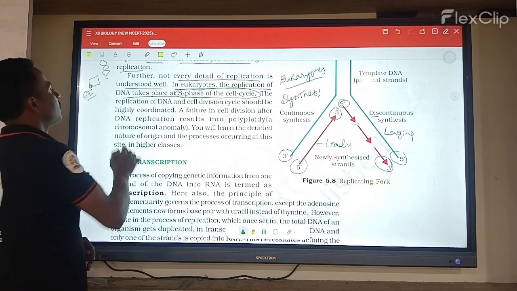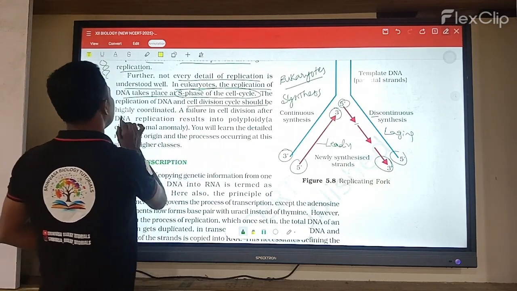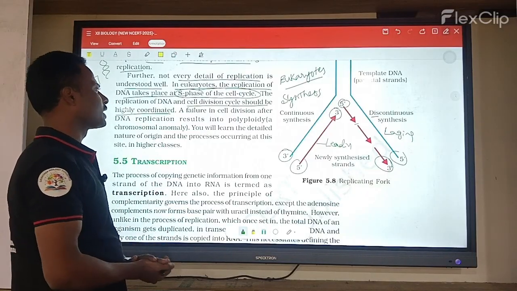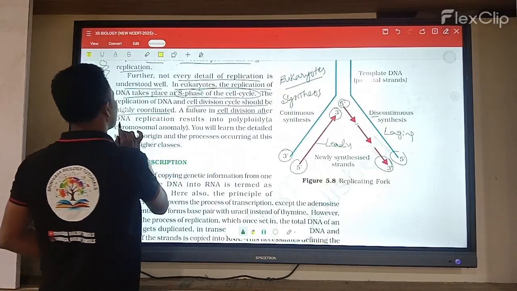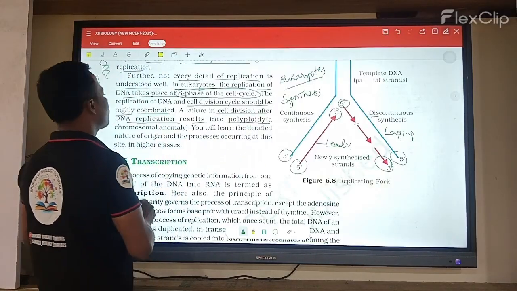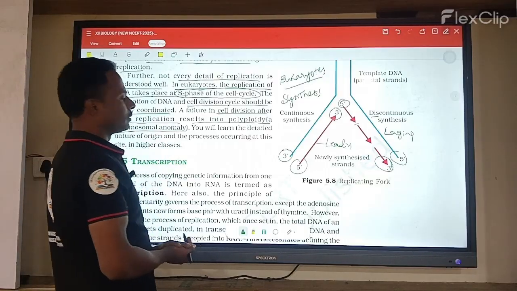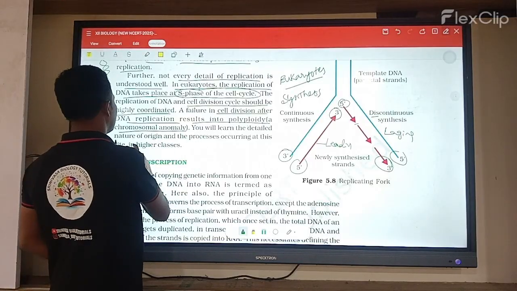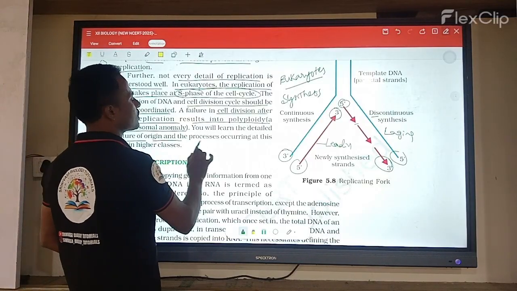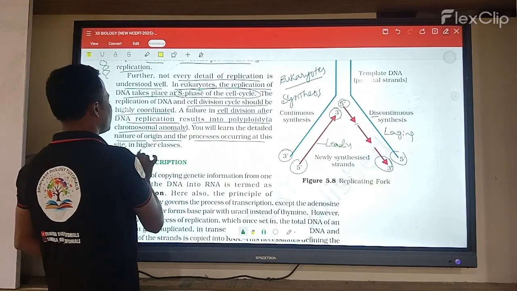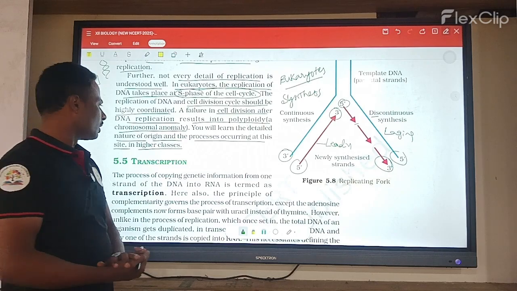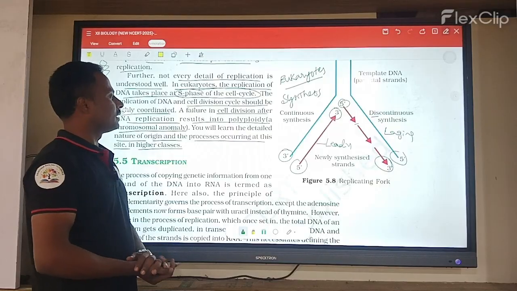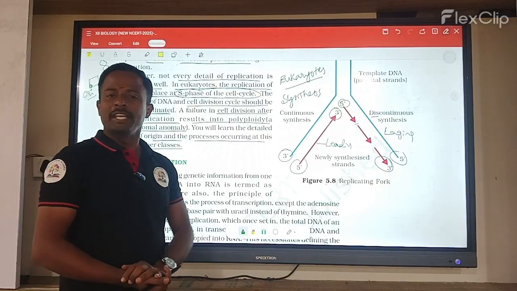The replication of the DNA and cell division should be highly coordinated. A failure of cell division after DNA replication results in polyploidy, a chromosomal anomaly, which is like a mutation. You will learn the detailed nature of the origin and the process occurring at this site in higher classes. This is the total information about DNA replication. The remaining we will discuss in the next class.